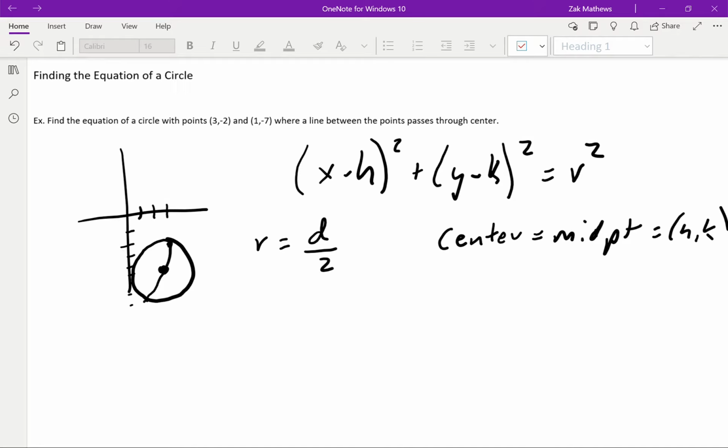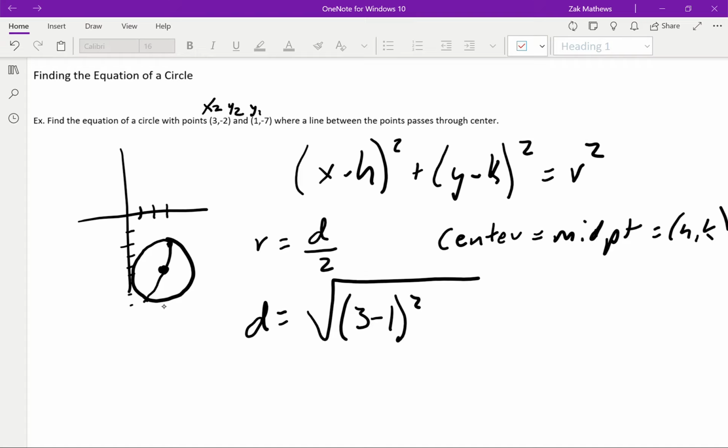So let's start, it doesn't really matter, with the radius. The first thing I'm going to do is find the distance between these 2 points. Remember how to do that? It's the square root of 3 minus 1, and in this case, I've chosen to call this point x2, meaning this will be y2, and this will be x1, y1. Why did I choose it like that? No reason at all. Could we have switched that? Absolutely. Just consistency is usually our friend. So we have the 3 minus the 1, and then the -2 minus the -7.